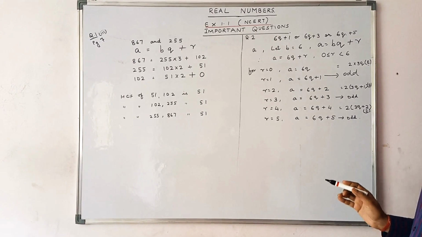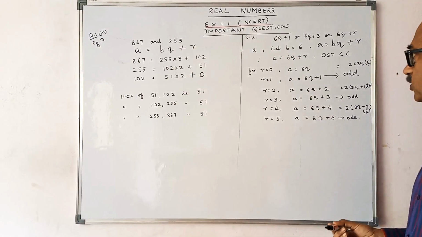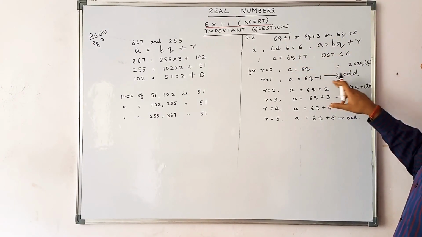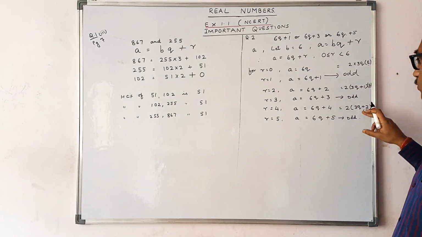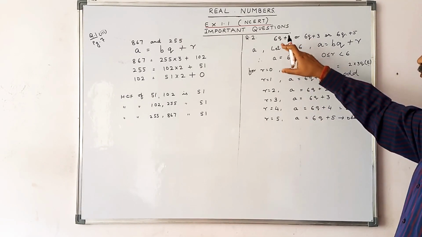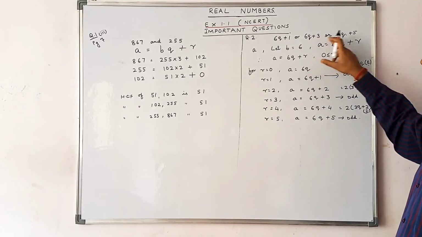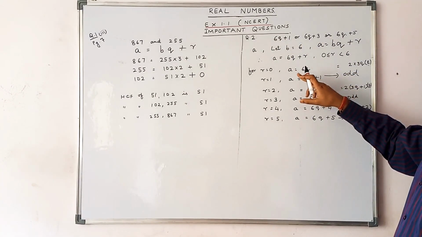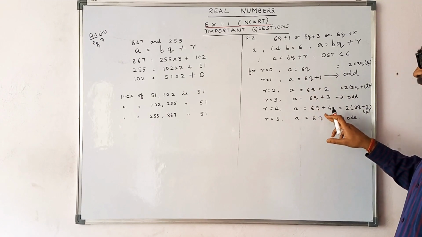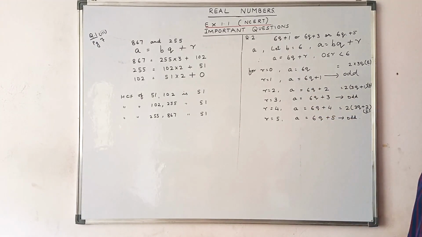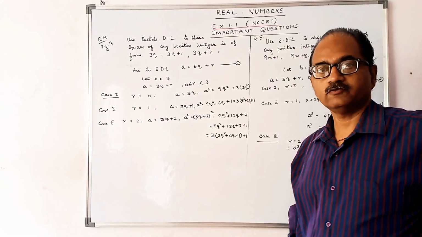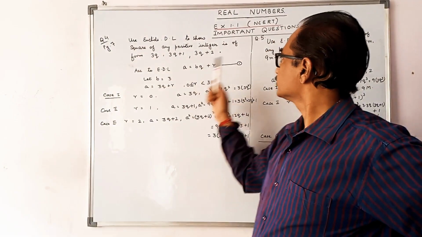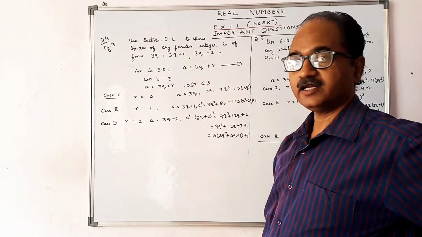So according to the question we were asked to find out which numbers are even and odd. So these numbers are odd and these numbers are even. Hence proved that 6q plus 1, 6q plus 3 and 6q plus 5 are odd numbers, and 6q plus 2 and 6q plus 4 are even numbers. Hence proved. Two very important questions: question number 4 and question number 5 of exercise 1.1 NCERT.